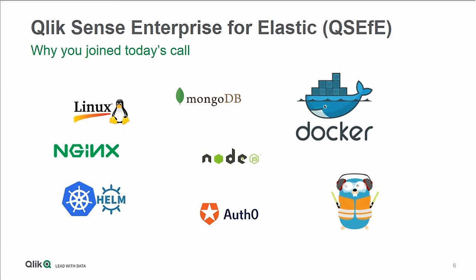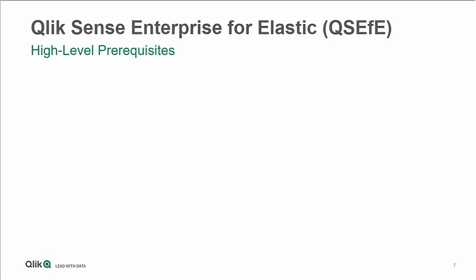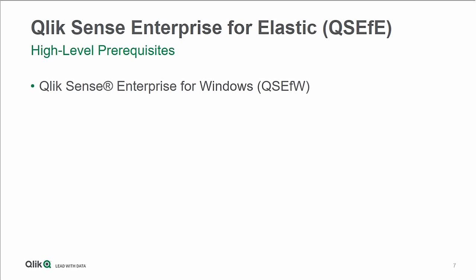As we talk about this, let's talk about some high-level prerequisites for Qlik Sense Enterprise for Elastic. First, as I've said previously, you do need Qlik Sense Enterprise for Windows in its current iteration. This is where you're going to be getting a lot of the logic. This is where you're going to be developing your apps. This is where you will configure and license users.